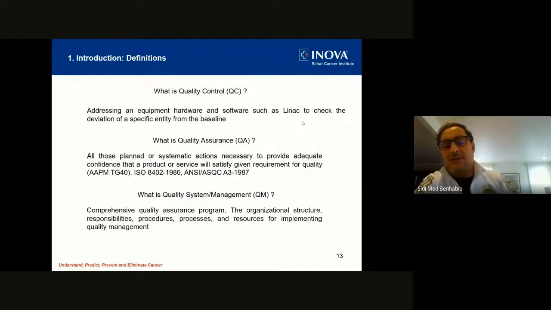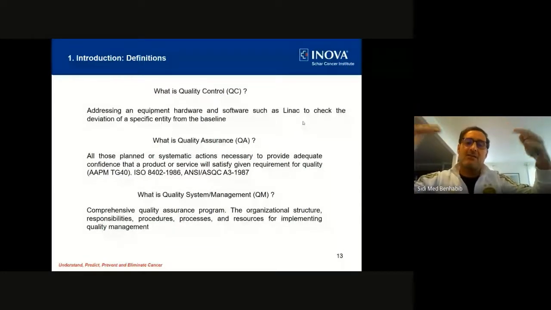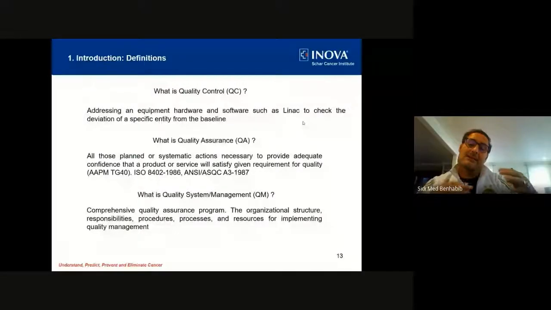And basically another term that you hear from today or from webinars in the future is also QM. So basically QC is under QA, and QM is like the major umbrella. It covers QC and QA as well. So some of the QAs are just for product, let's say hardware or software. But QM covers everything, covers also processes basically. And it is a comprehensive quality assurance program. Next slide.